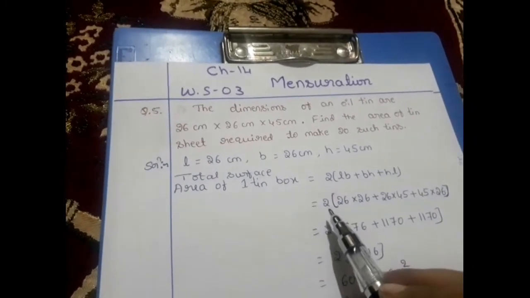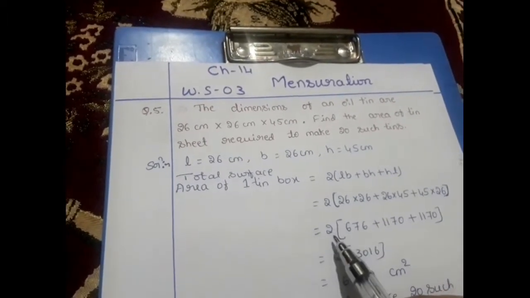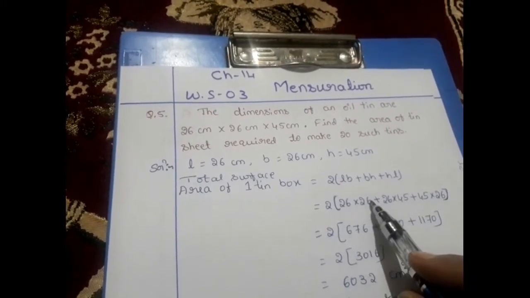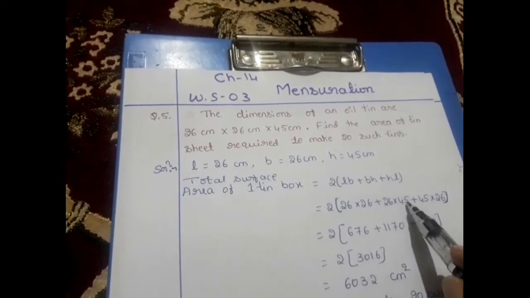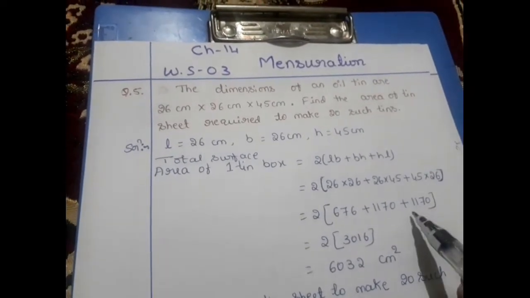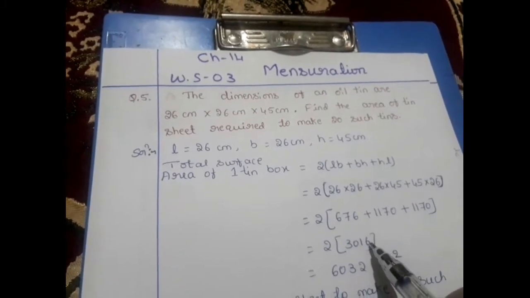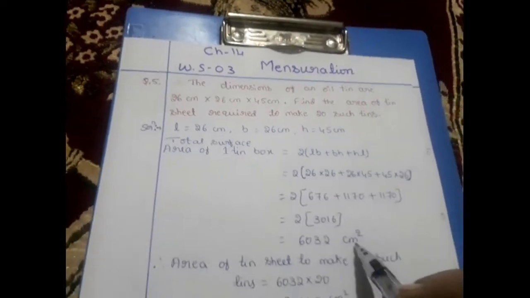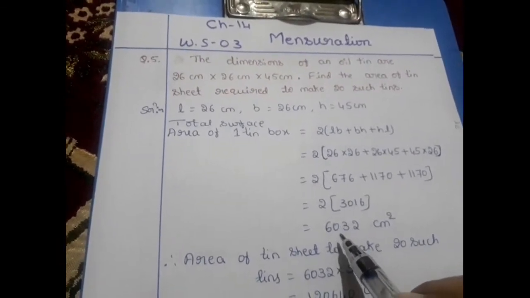In the next step, substitute all the values of length, breadth and height in the formula. Now 2 into, multiply inside the bracket and simplify. 26 into 26, 26 square is 676, plus 26 into 45 is 1170, plus again 45 into 26 is 1170. Add all these numbers, we will get 3060, multiply with 2, we get 6032 centimeter square. This is the total surface area of one oil tin.